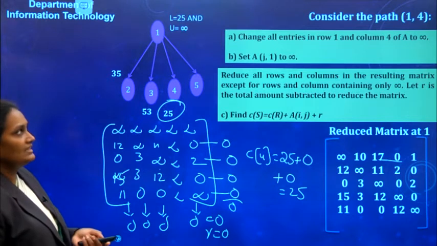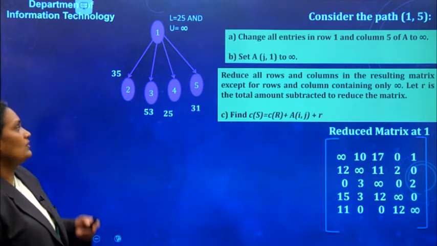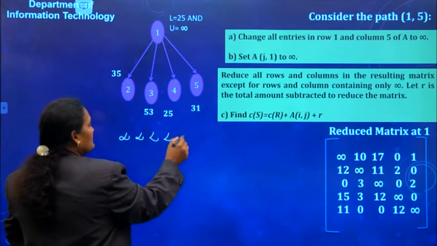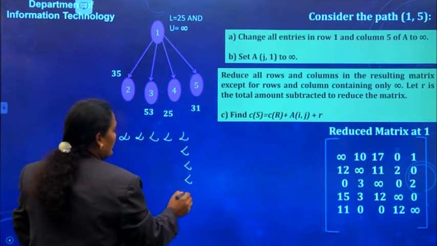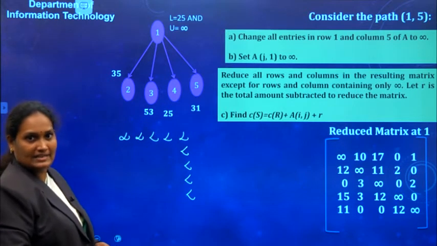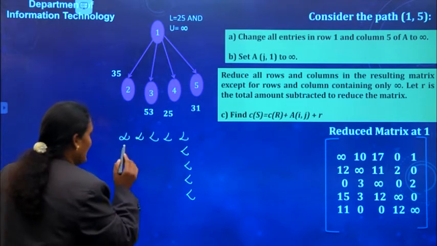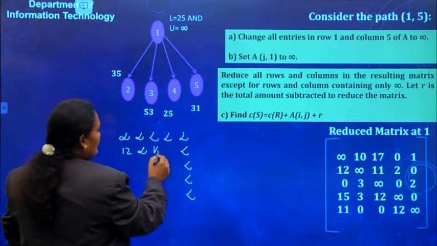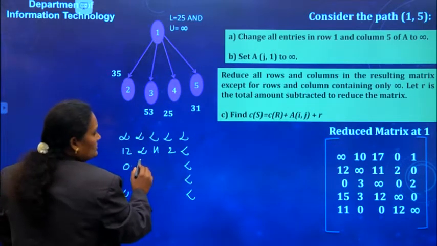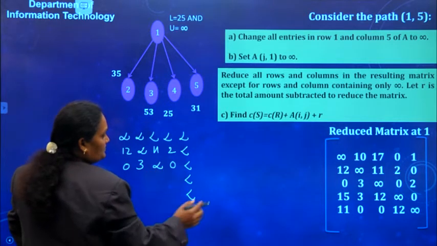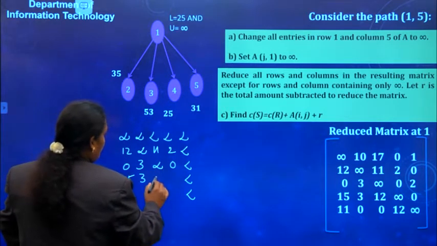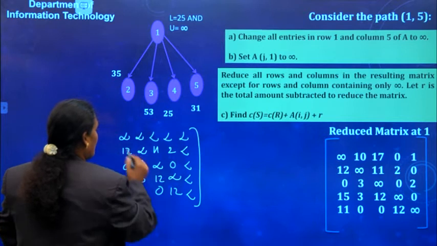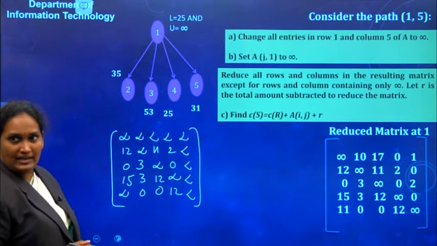Next, what is the path that I need to consider? 1 5. Now let us see 1 5. How to do 1 5? Make the first row and fifth column as infinite, and 5 1 as infinite. Take the remaining entries as they are. 12 infinite 11 2. 0 3 infinite 0. 15 3 12 infinite. 0 0 12. This is the matrix.